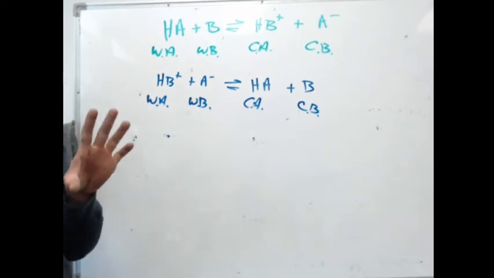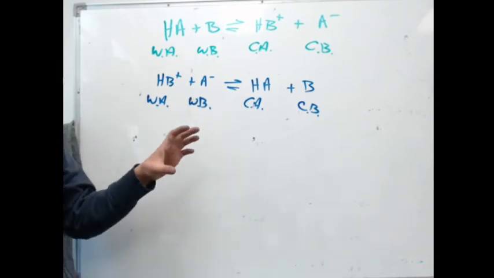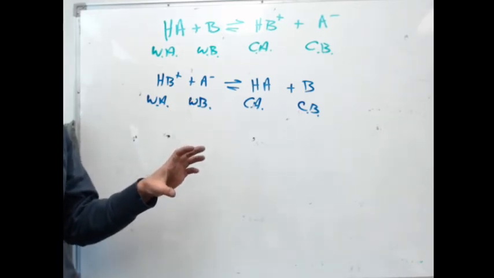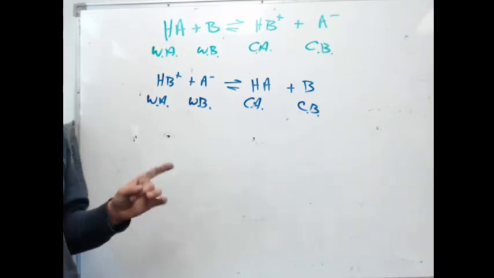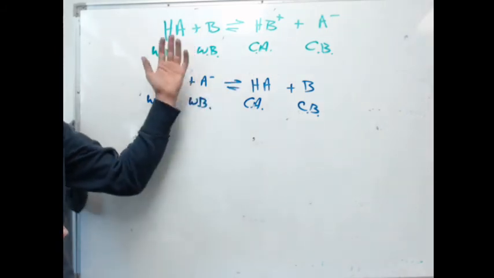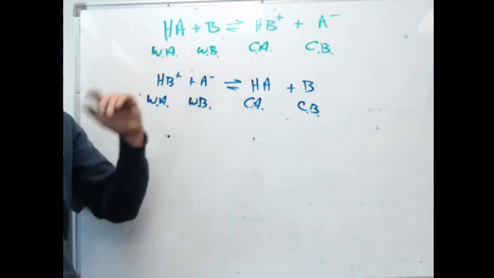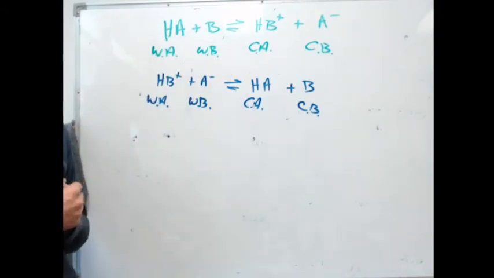Now, what we have to be careful about is if we just mix a weak acid with a weak base together, we have to establish equilibrium. So the reaction will still happen, but we're going to expect when equilibrium is established that we have more products than reactants.